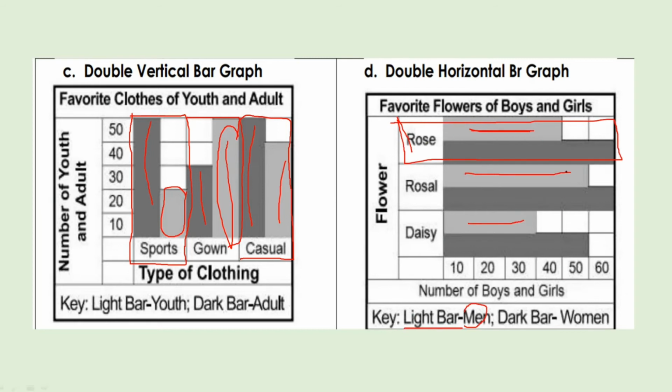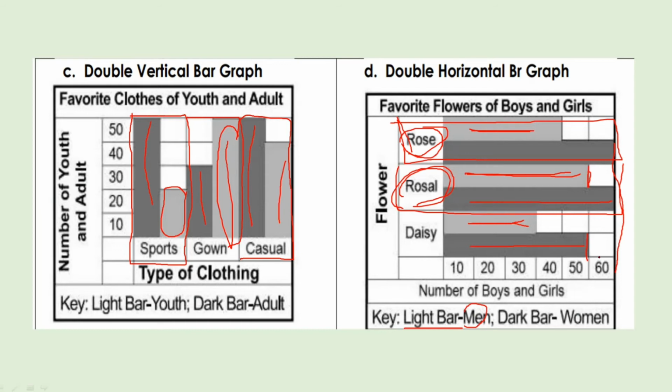So, 40 of boys choose a rose flower. Favorite nila yung rose na flower. And then, 60 of girls, favorite nila yung rose. For Rosal naman, sa Rosal tayo. So, yung 50 na boys, ang favorite nila ay Rosal. And then, 60 na girls, favorite nila ay Rosal. So, sa Daisy naman, 30 ng boys, and then, 50 ng girls. So, ayan yung ating double vertical and double horizontal bar graph.